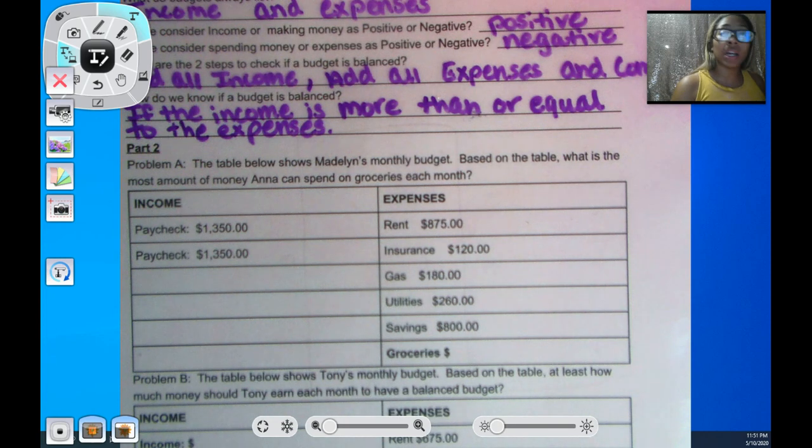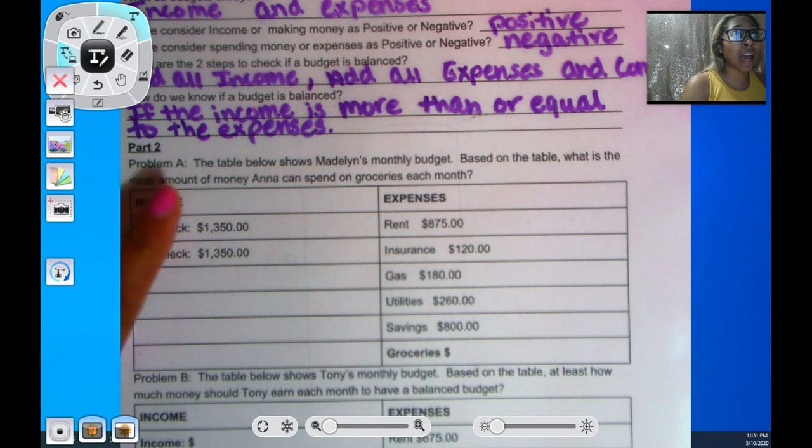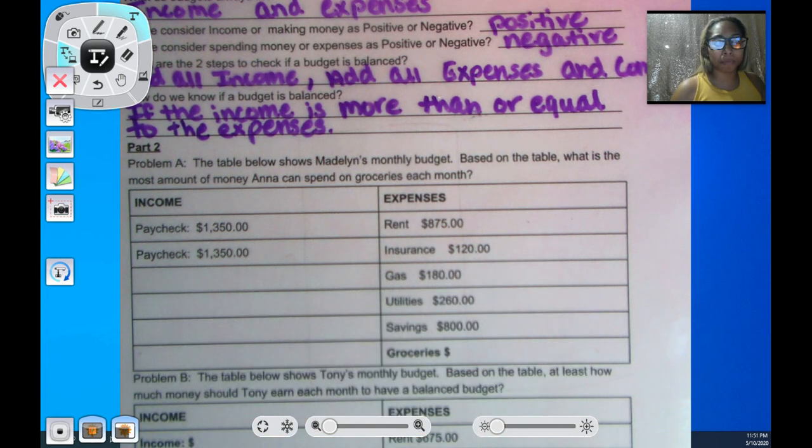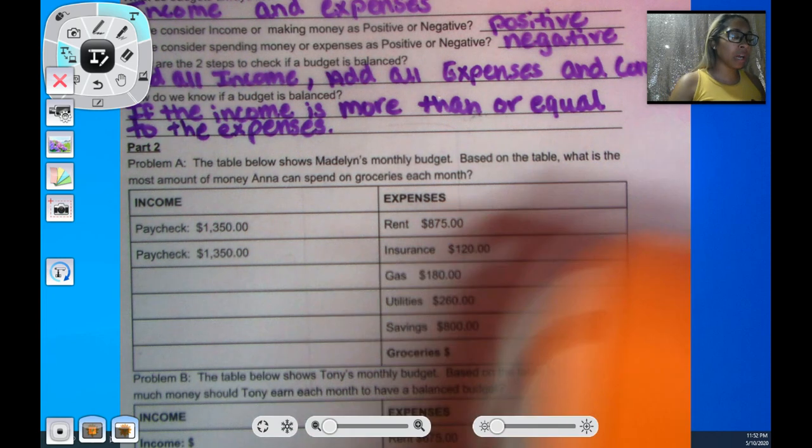In order to find out the max amount of groceries she can buy, first we need to figure out how much money is left over in her budget. So we're going to go ahead and add up her income and then add up the expenses that we know about. Let's first start, and I'm going to get some scratch paper here, and we're going to add up her paychecks. That's her income over here off to the side.